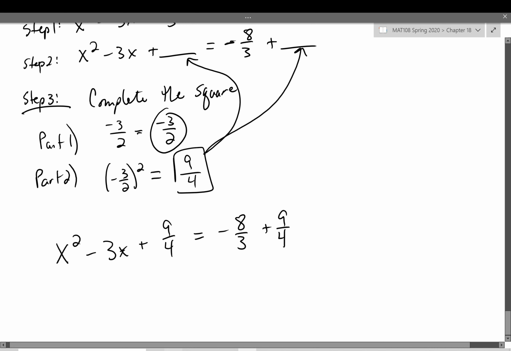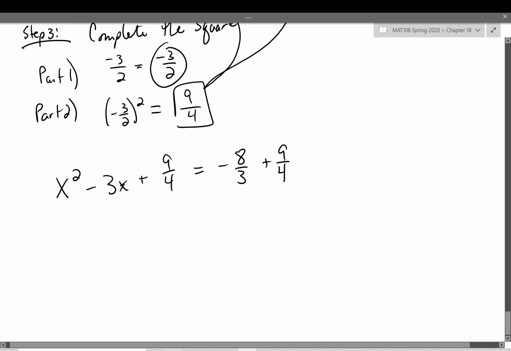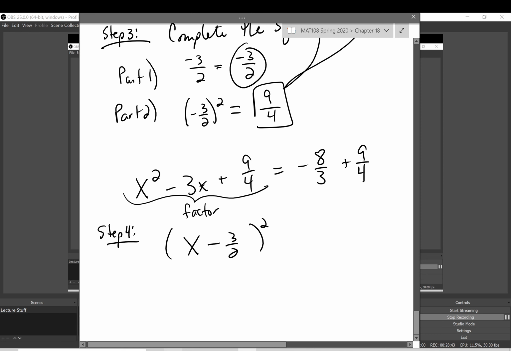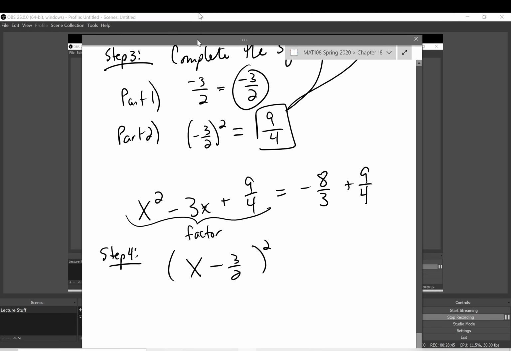Okay? Now remember, step 4, you've got to factor this into that binomial. But that binomial is going to be x minus 3 over 2 squared. Where am I getting the negative 3 over 2 from? I always do that. Sorry, let me catch up.